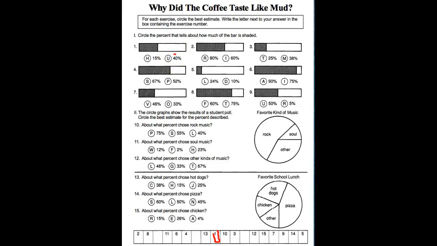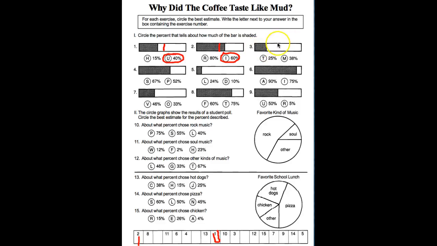40 is the appropriate answer for that one. 15 would be way too small. And what I always do is, I always kind of mark where 50% in my mind would be. Okay, so for this, would this be 80% or 60%? Well, if this is 50, it's a little more than 50, so that's going to be 60%. So for number 2, I'm going to put the letter I.